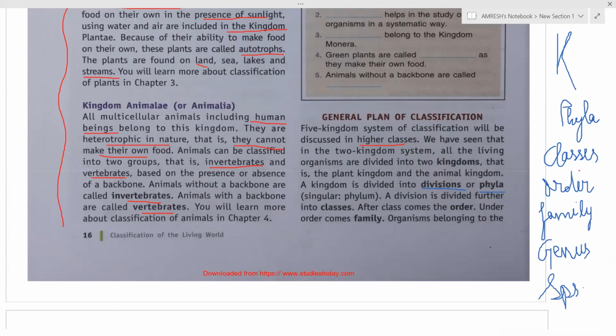Kingdom Animalia, phylum, class, order, family, genus, species. So humans are also categorized on the basis of species: Homo sapiens. Homo is the genus, sapiens is the specific epithet or species name. Then the family is Hominidae, like that order, class, phylum, kingdom. On the basis of grouping or classification, we have given different types of names. This one you have to remember: kingdom, phylum, class, order, family, genus, species.